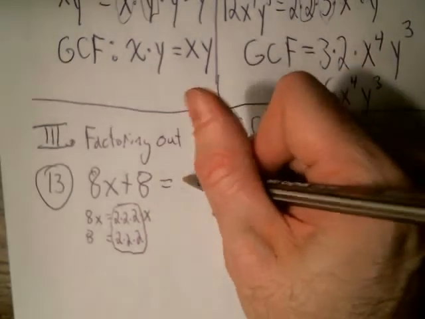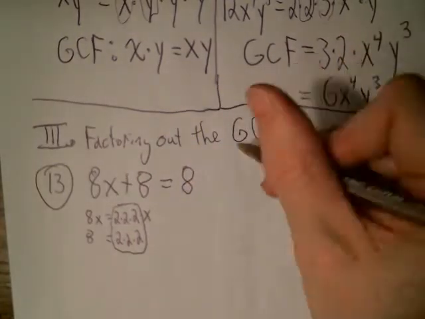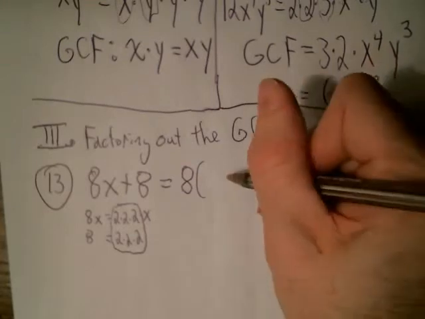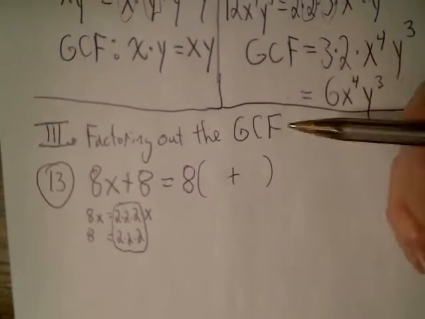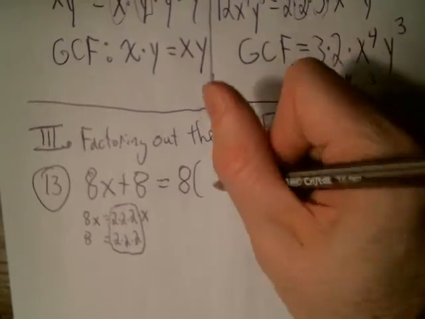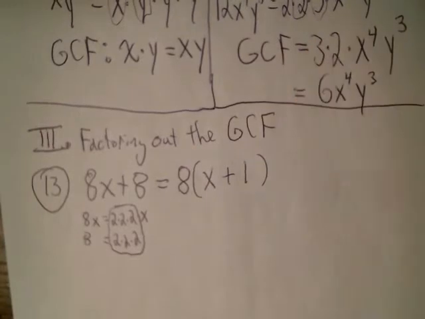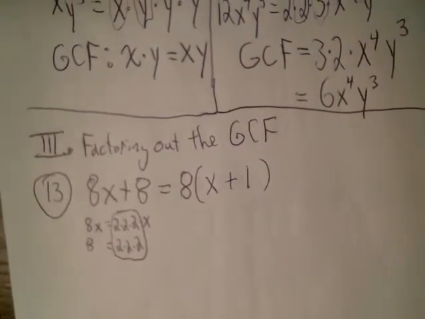Okay, so what you're going to do is write the common factor, the greatest common factor, and then put some parentheses, and you can think of it as a fill in the blank. You're saying 8 times what is 8x? Okay, well, x. And then you're saying 8 times what is 8? That's just 1. Okay, and so you factored it.